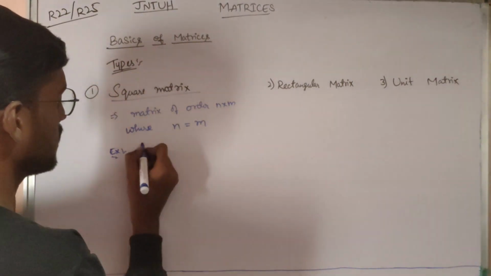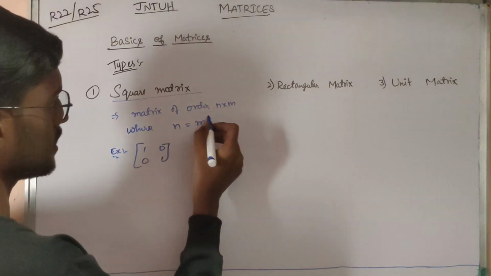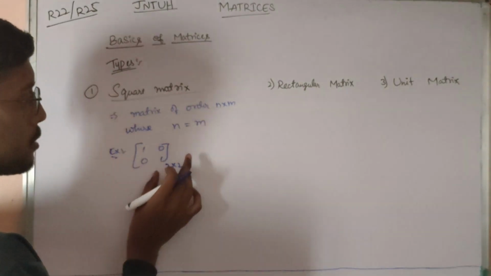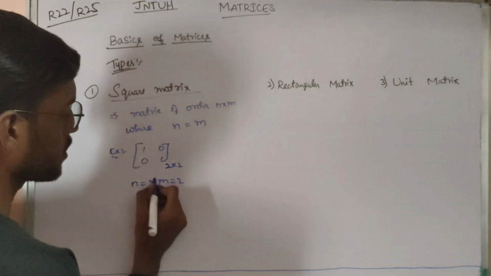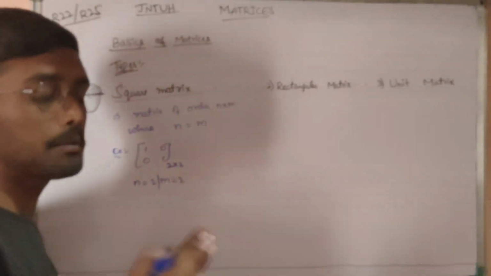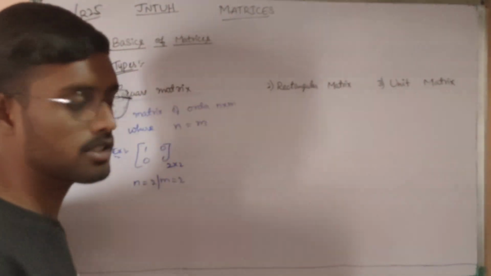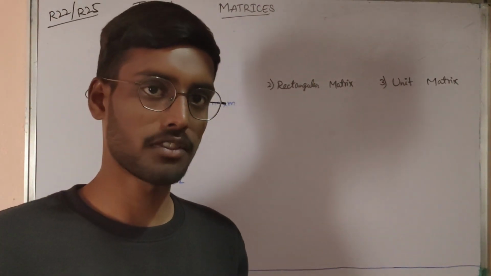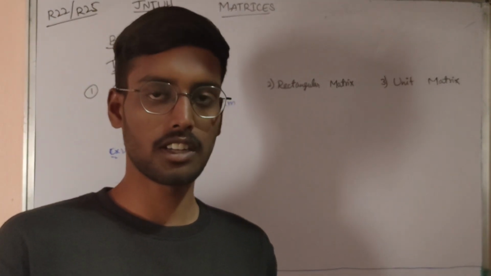For example, 1 0 0 1 is our matrix, and the order is 2 by 2, where it has 2 rows and 2 columns. So a 2 by 2 matrix is called a square matrix because n is equal to 2 and m is equal to 2. If a matrix has the same number of rows and the same number of columns, it is a square matrix. It need not be 2 by 2; it can be 3 by 3, 4 by 4, 5 by 5. If the number of rows and columns are the same, then it is a square matrix.